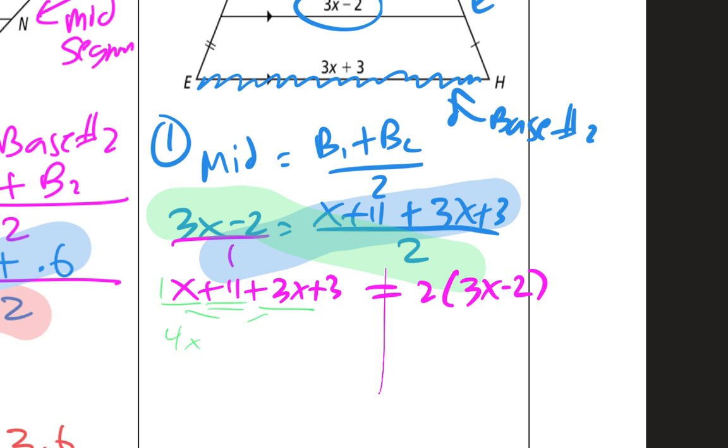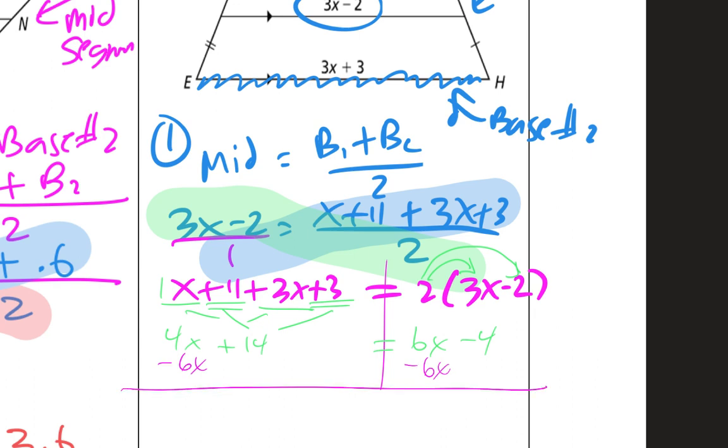Then I have a positive 11 and a positive 3. If we combine those, that's going to give us a positive 14. And that's going to be equal to this times each of those: 2 times the 3x and 2 times negative 2. So 2 times the 3x gives us 6x, and 2 times negative 2 gives us negative 4. All of a sudden it looks a lot easier. So now what's our goal? Our goal is to get the x's together, so we're going to add the opposite of that 6x, so we're going to subtract 6x on both sides.